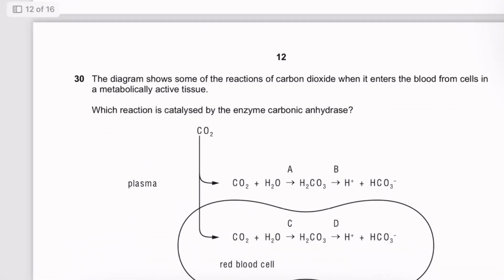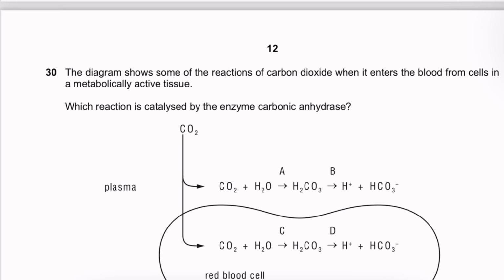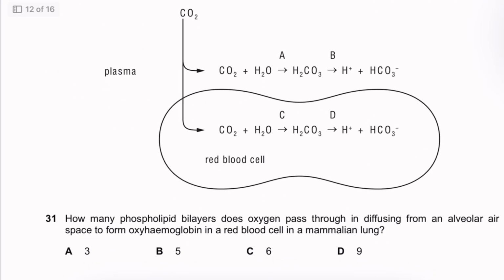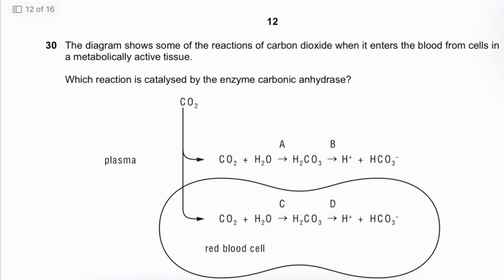Okay, the diagram shows some of the reactions of carbon dioxide when it enters blood from cells in a metabolically active tissue. Which reaction is catalyzed by the enzyme carbonic anhydrase? The enzyme carbonic anhydrase catalyzes the formation of carbonic acid from carbon dioxide and H2O. Is it CO2 reacting with H2O and forming this in the plasma, or is it found specifically in the red blood cell? It's obviously found in the red blood cell.